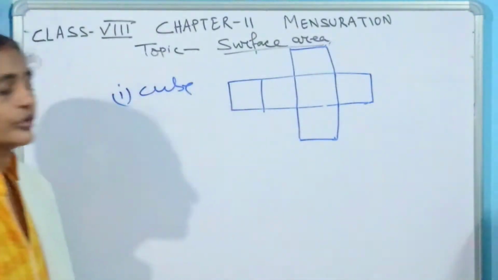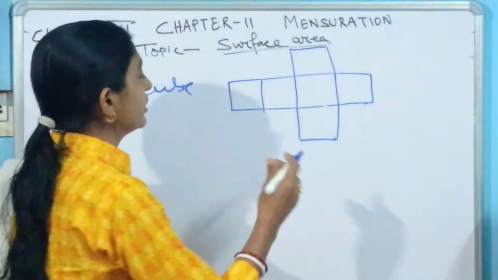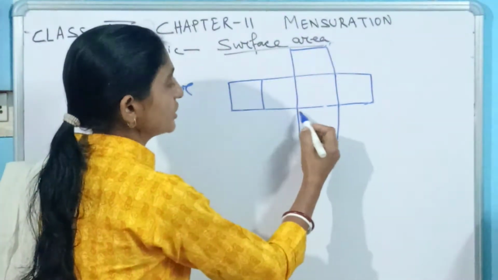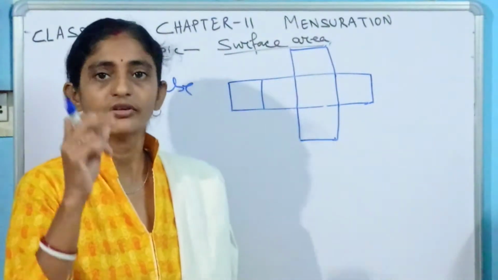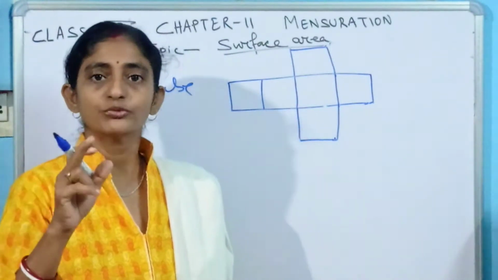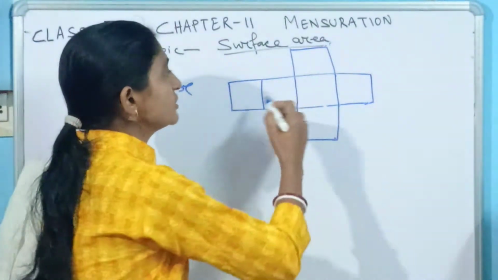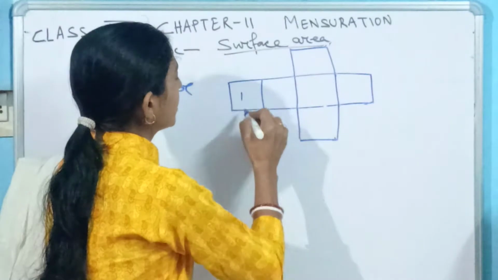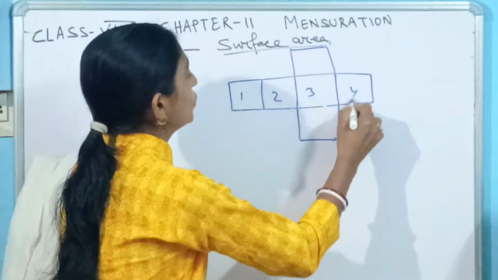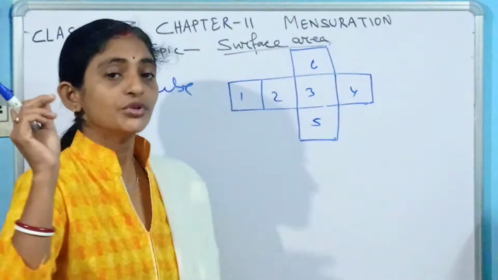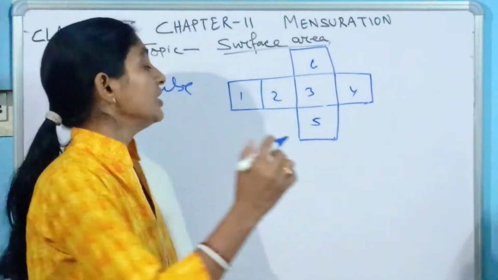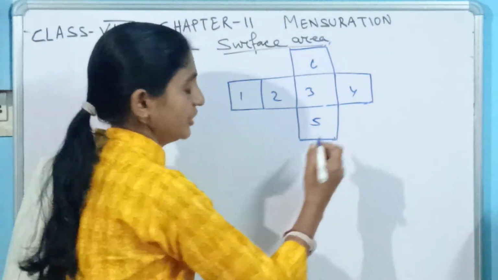It can be the net of a cube, where we consider each small square. How many faces does the cube have? It has a total of 6 faces. So these are the 6 faces you have. Now I can mark them 1, 2, 3, 4, 5, 6. These 6 faces each have a length of a unit.